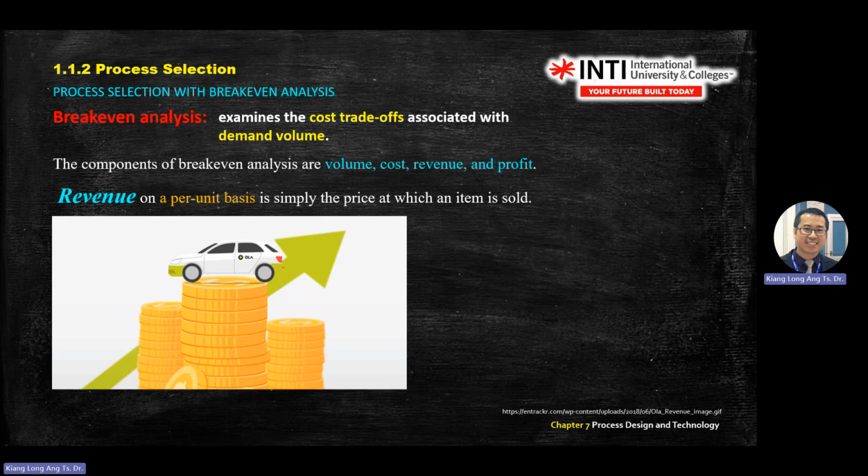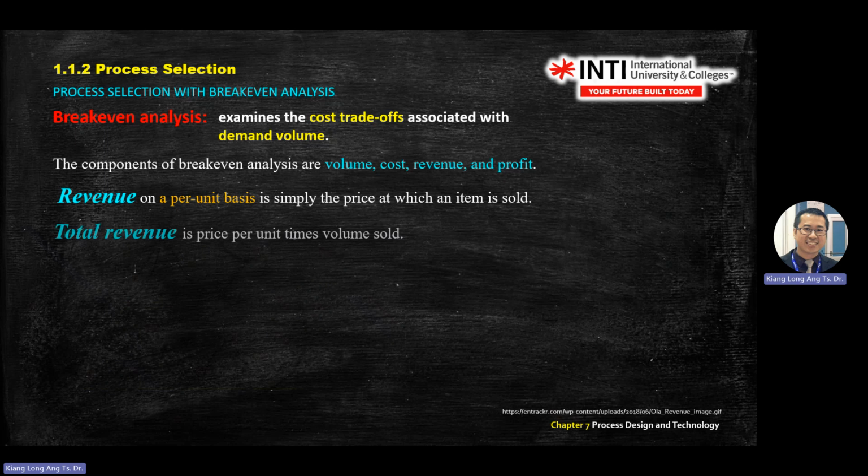Now, revenue. Revenue is the price at which the item is sold. So if the car is sold at 100,000, then your revenue is 100,000. Total revenue is price per unit times volume, meaning total money you put inside your pocket. TR equal to volume multiplied by the price of each piece. So when you multiply price with volume, you get total revenue.